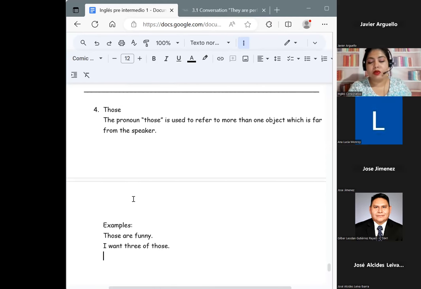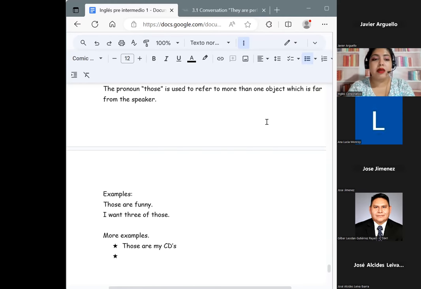And we're going to see more examples. We're going to have very basic sentences here. I'm going to write really short statements. So in this case, we're not going to have really long statements, just short statements. So in the first one, those are my CDs. Those are my books. Those apples are big.